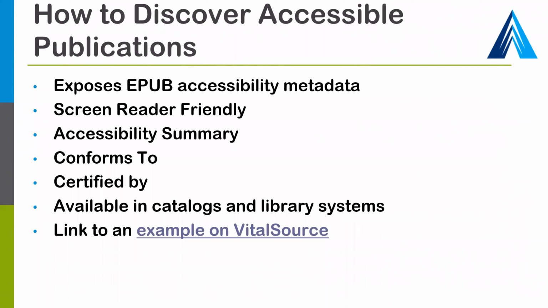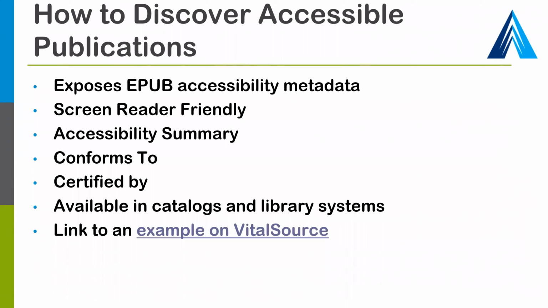And we want it to be easy to understand and maybe might include terminology such as screen reader friendly to give a summary of the accessibility features, and also importantly indicate which conformance standards are adopted by that particular title. So whether it conforms to WCAG single A or double A, for example, as George mentioned. And it could even be that that title is certified by a third party also, such as Benetech.